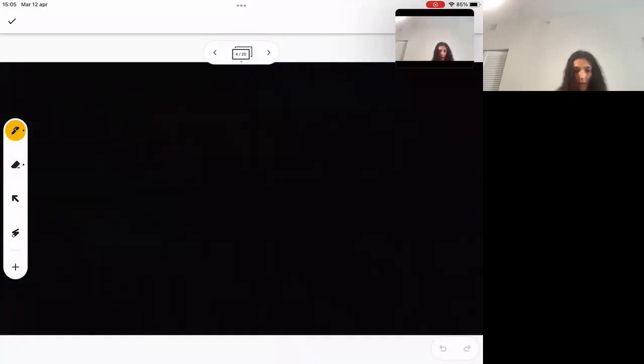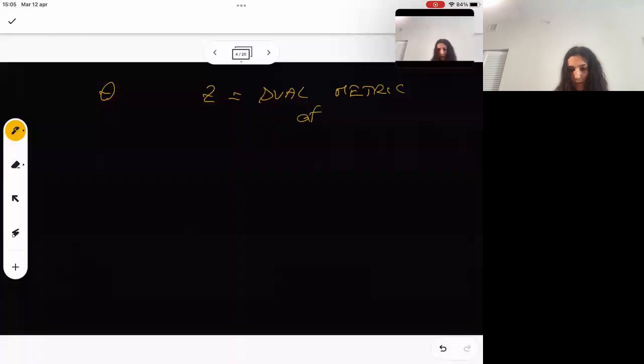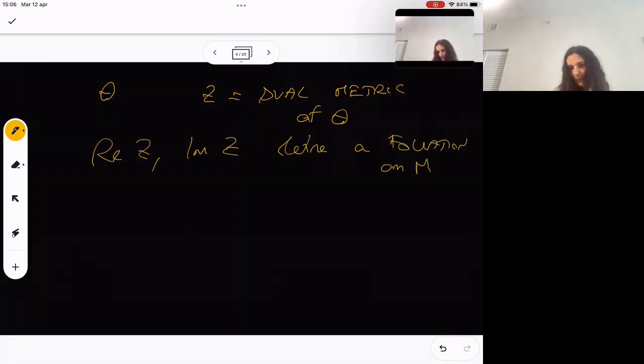So an important thing, first, how is the foliation defined? Let's say theta is our (1,0)-form, and let's say zeta is the dual vector field of theta. The real part of zeta and the imaginary part of zeta define a foliation on M. And so we will have this form essentially. So we'll have theta, okay? And the first, let's consider the first basic form.